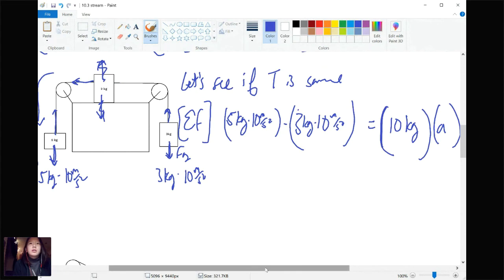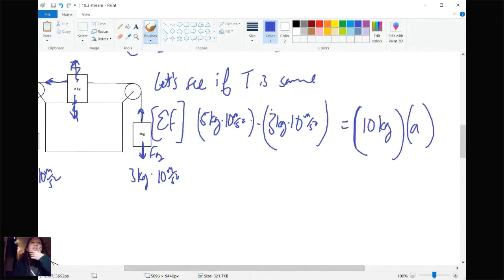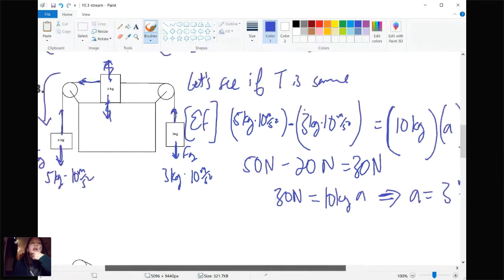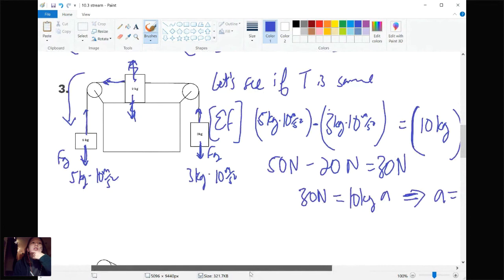Yeah? Stop me if this doesn't make any sense, okay? So this is going to be 50 newtons minus 20 newtons. It's going to be 30 newtons, okay? And 30 newtons is equal to 10 kilograms times acceleration, and this is going to be acceleration is equal to 3 meters per second squared. Yeah? Okay.